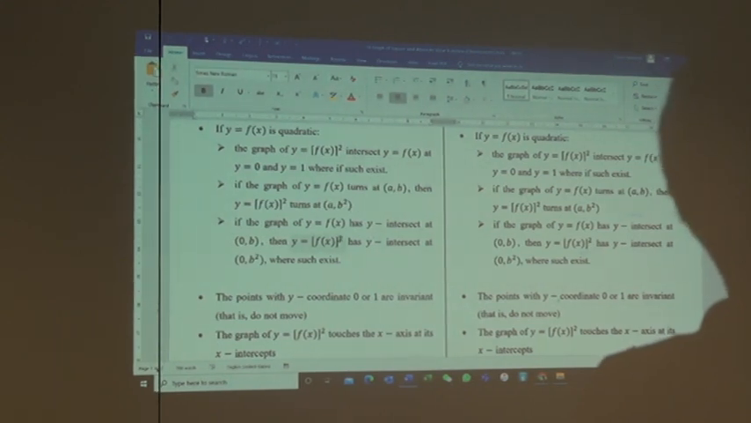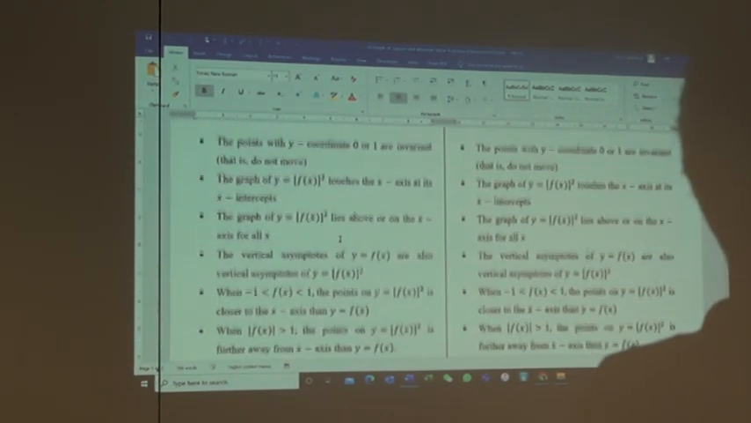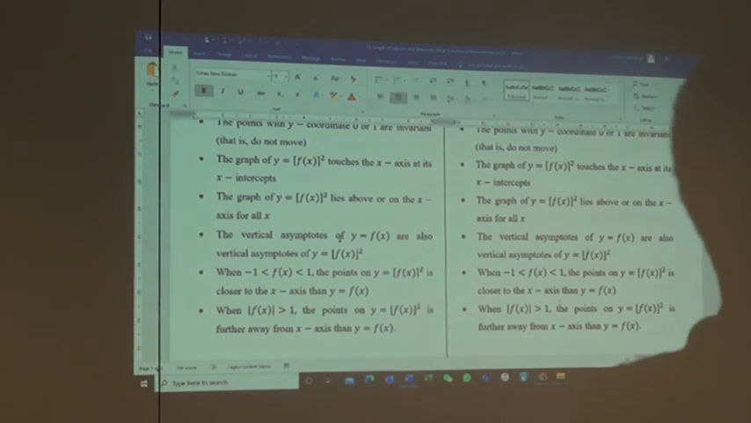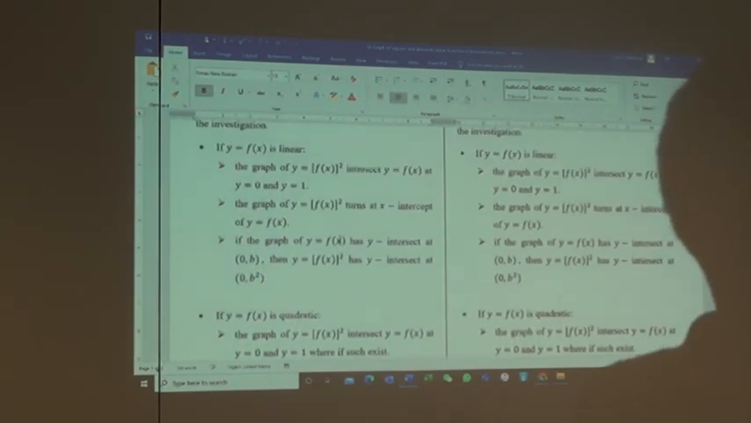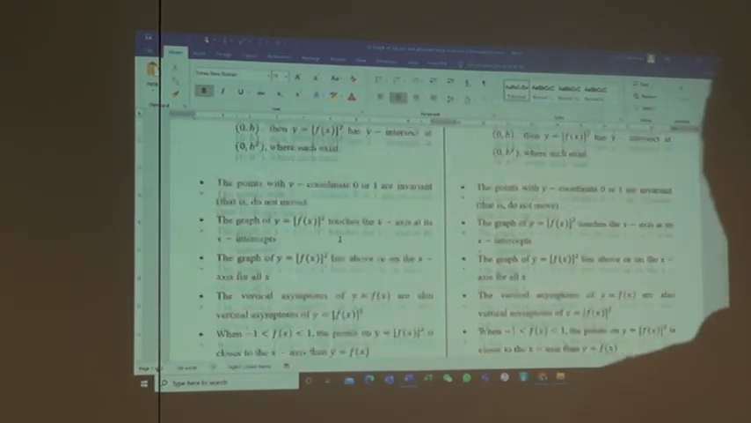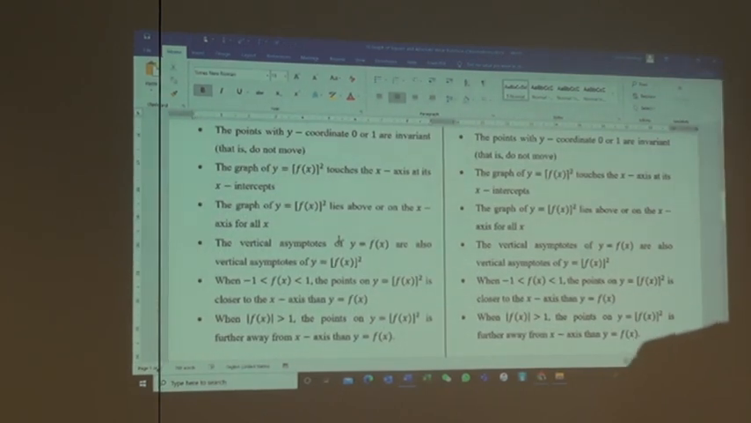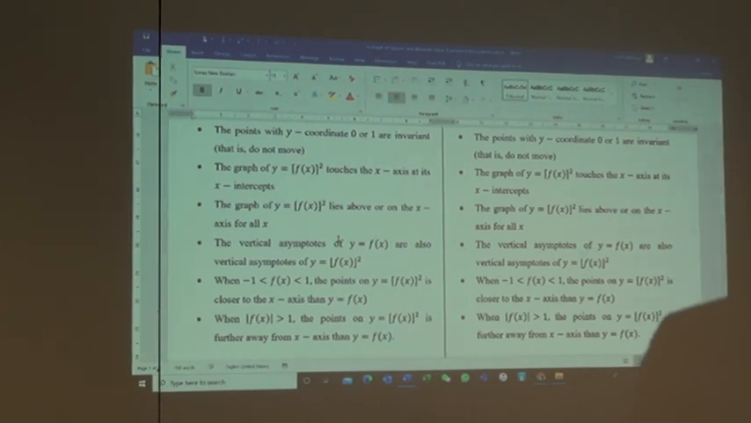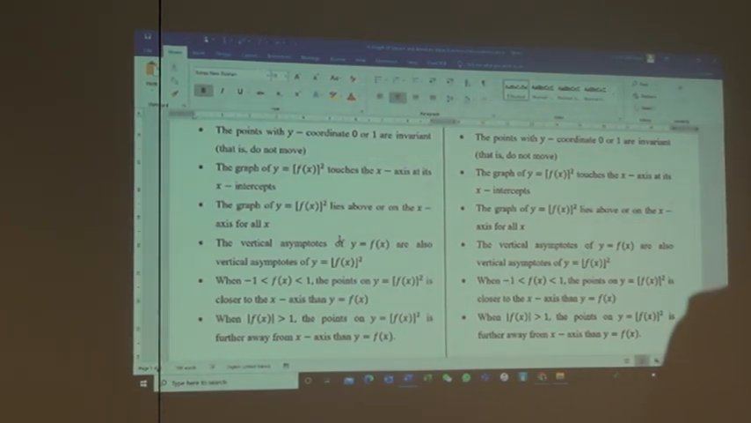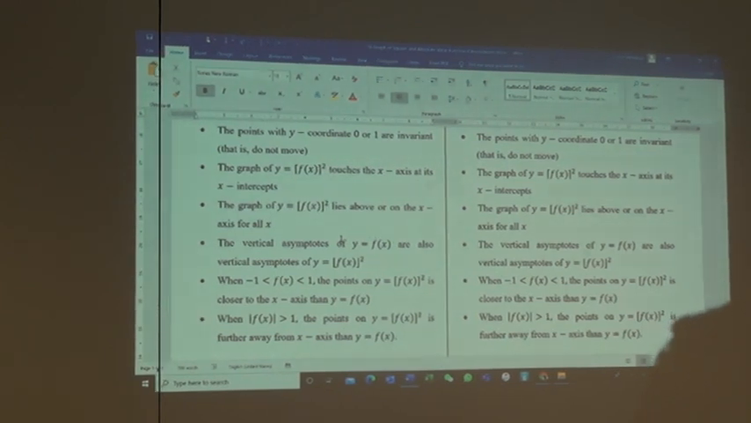(0, b) and (0, b squared). So you really want to take note of that. Now these are general points for other functions that are not quadratic or linear. And what are the general points? Again, the y coordinate of 0 or 1 are invariant. Invariant means it does not change, it does not move. We're going to be talking about that in transformation with the general class next week. Okay, invariant points. It means it does not move, it means it's the same.